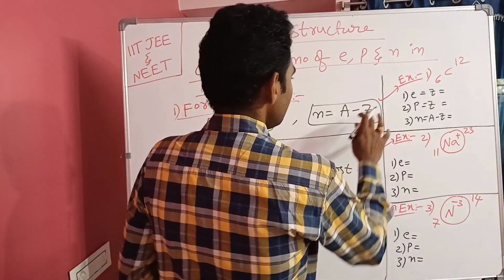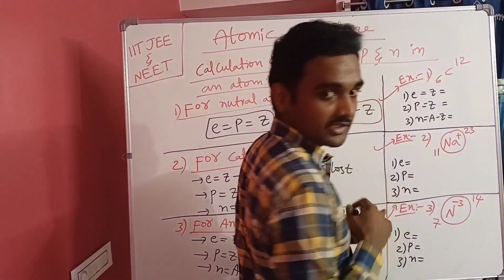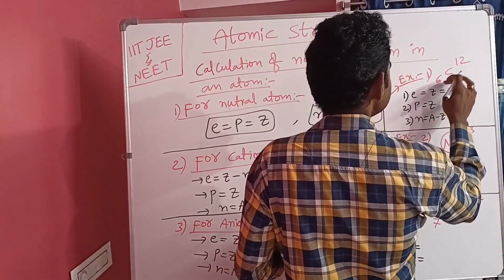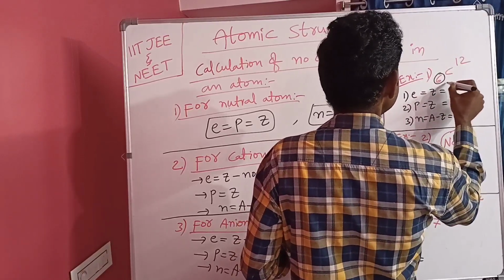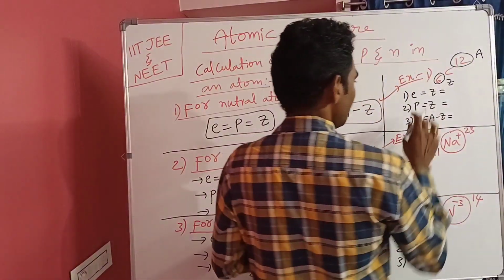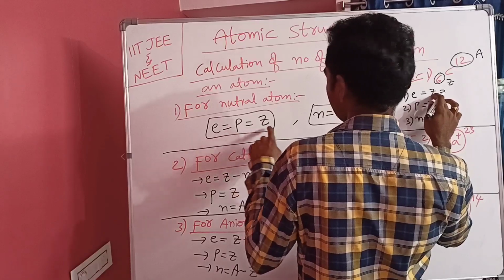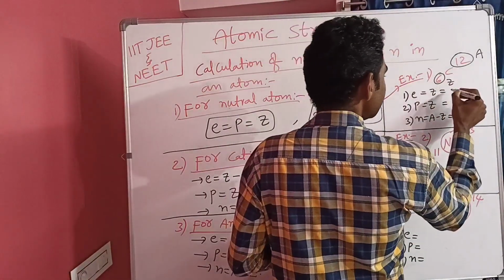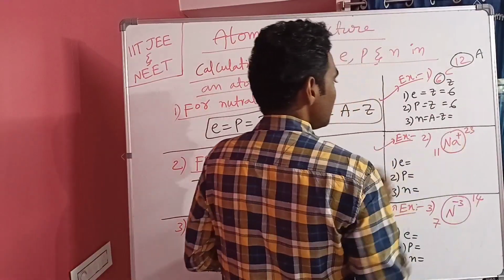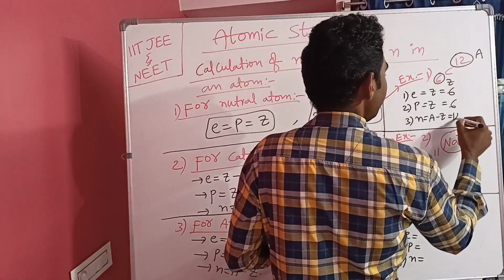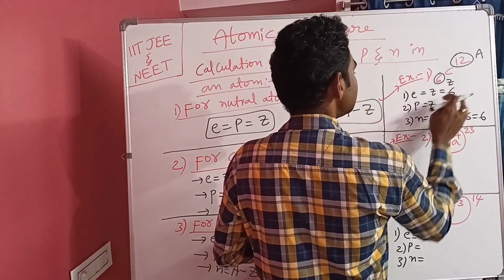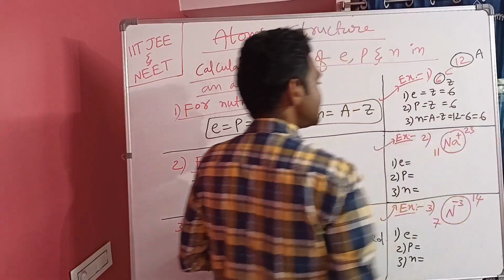For example, for a neutral atom, one of the atoms I considered is carbon. See, carbon 6, 12: atomic number 6 is Z, atomic mass number is A. Now here the E value is equal to Z. According to this formula, the E value is equal to Z. What is the Z value? 6 here. So how many electrons are there? 6. P is also Z. What is the Z value? 6. N value is A minus Z, 12 minus 6. So in the carbon atom there are 6 electrons, 6 protons, 6 neutrons.